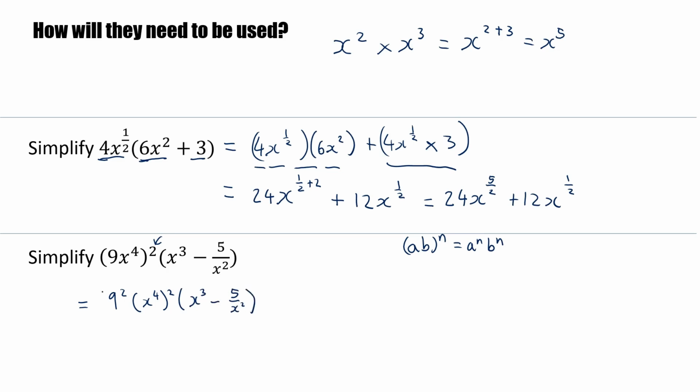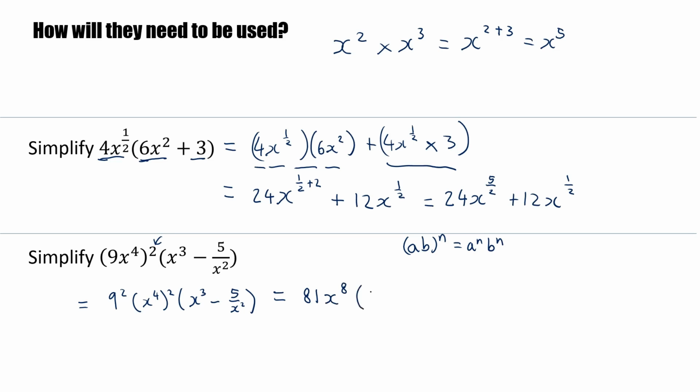Okay. Then we can simplify that further, because 9 squared can be written as 81, and then the x to the power of 4, using the index law we looked at in the previous slide, we're going to multiply the powers together in that scenario. So 4 times 2 is 8.